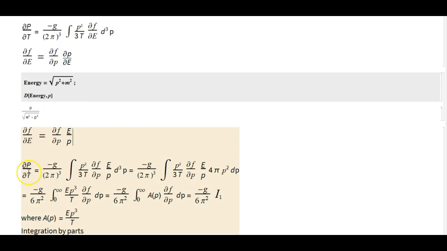And now we substitute all the values in this integral. We get p squared over 3T, and df/dE is replaced with this, and then we have d cubed p. Next we write d cubed p as 4 pi p squared dp, and when we do that, the integral limits become 0 to infinity.